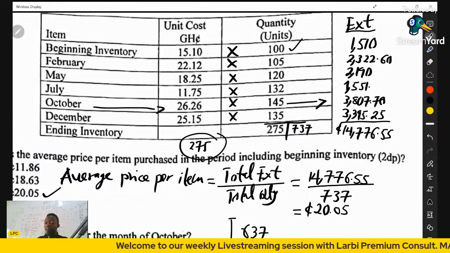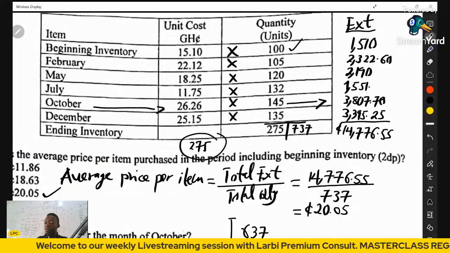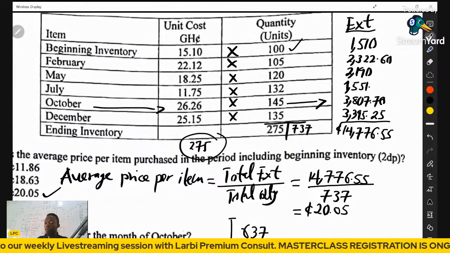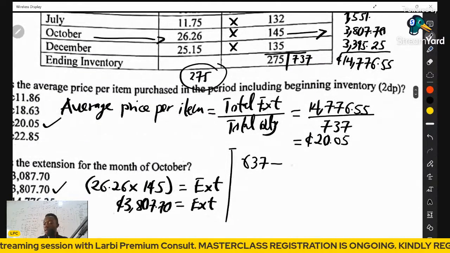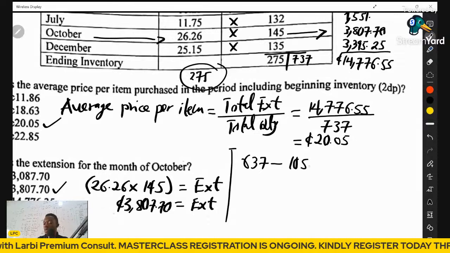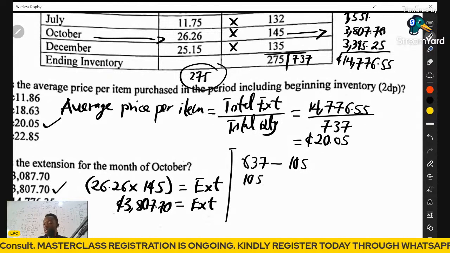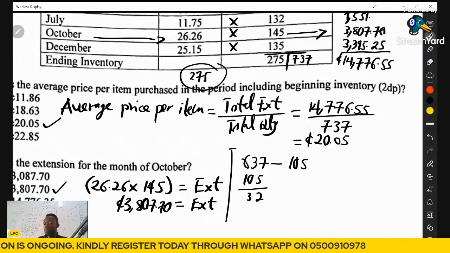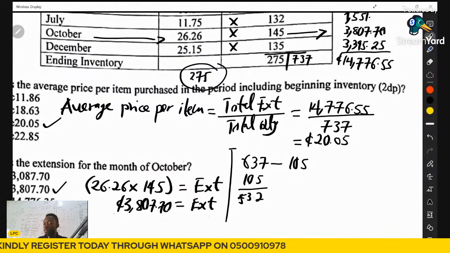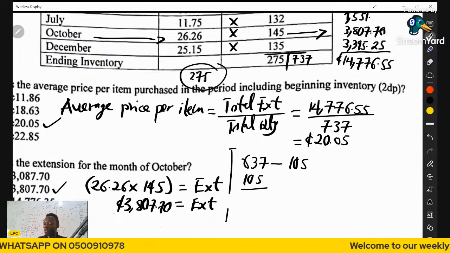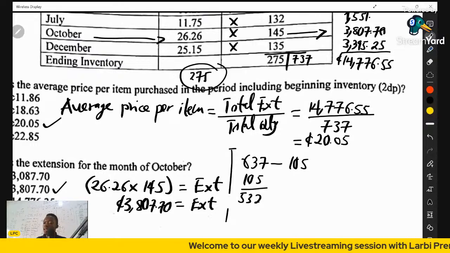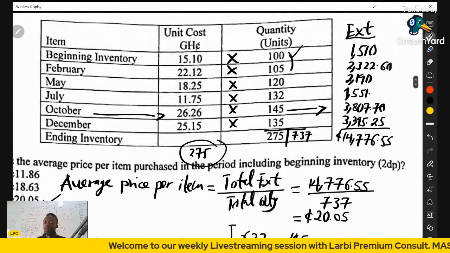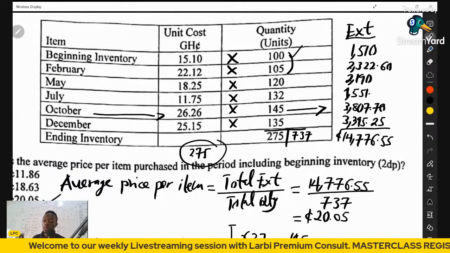637. Okay, and then we ask ourselves about 105. I think we can also sell the 105 from the remaining. And what are we getting? 105 from this, you're going to get 532, after the first two inventory, which is 100 and 105.